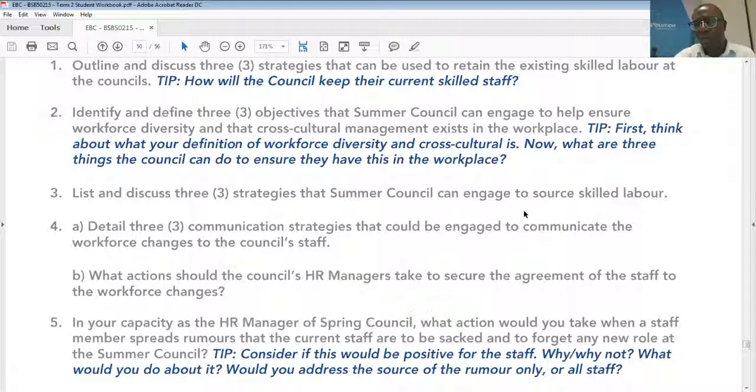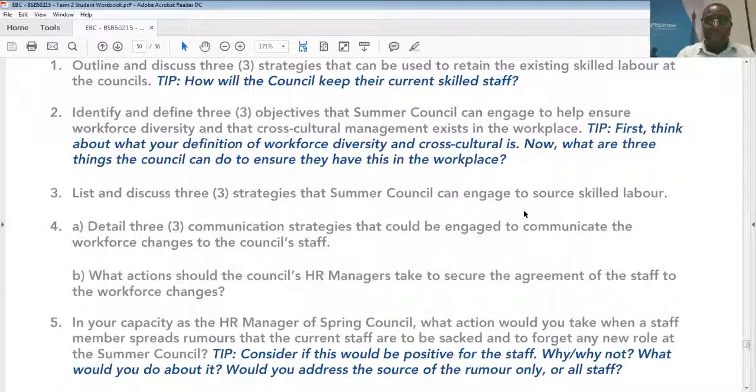Right, listen, discuss three strategies that Summer Council can engage to source skilled labor. What can they do to source skilled labor? Obviously, you might use the internet, your seek.com.au. They might go into the printing press. They might use blogs, LinkedIn, word of mouth. These days with social media, wow, to get someone from Western Australia to work in Queensland is very easy.